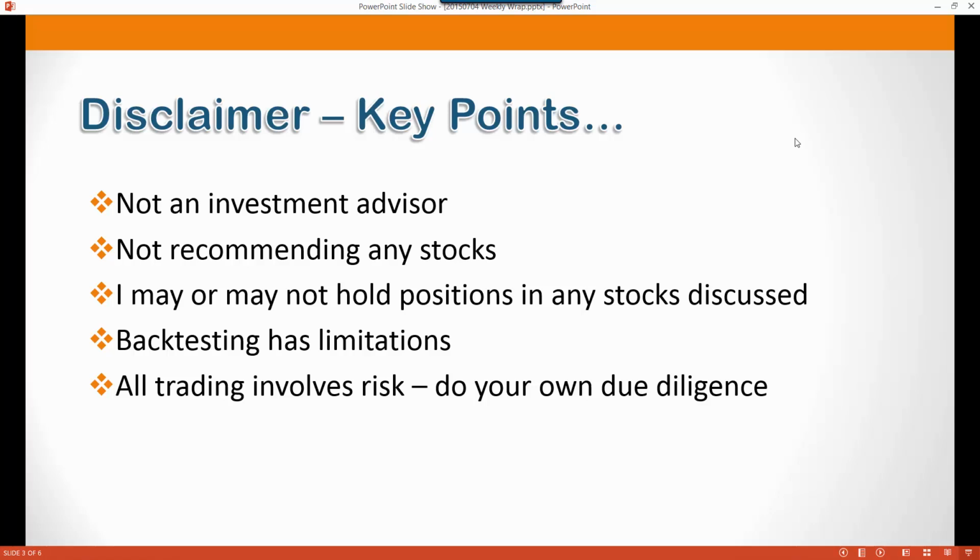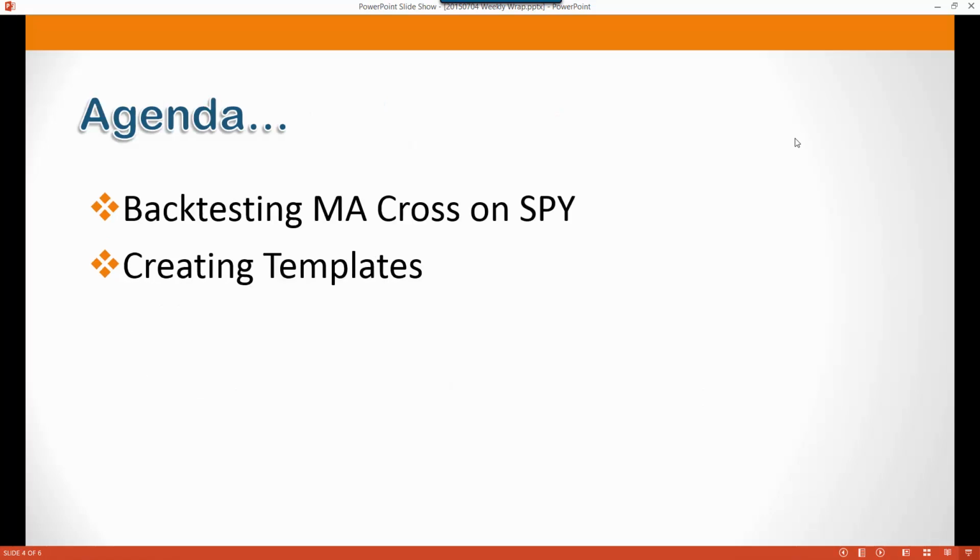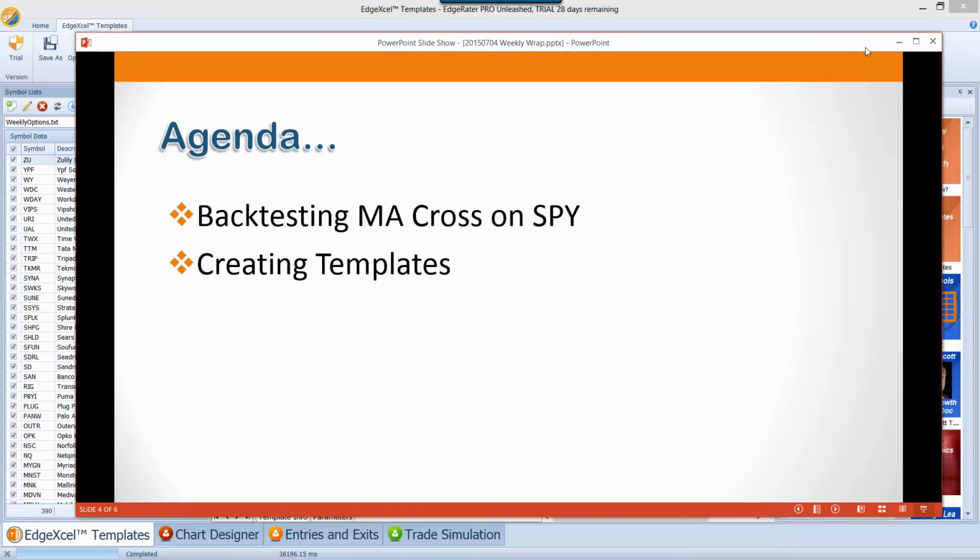All trading involves risk. Today's agenda is two things really: backtesting a simple system, which is a moving average cross on the SPY, and creating templates. I'm going to kind of revisit that topic. There's actually an easier way to create your own scanning templates now, so I want to go through some of that. And I just got back from Jeffrey Scott's meeting in Florida, and I covered something about creating templates there, and I wanted to go through that again.